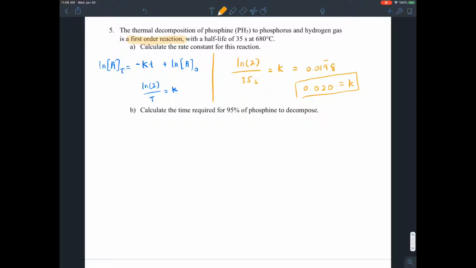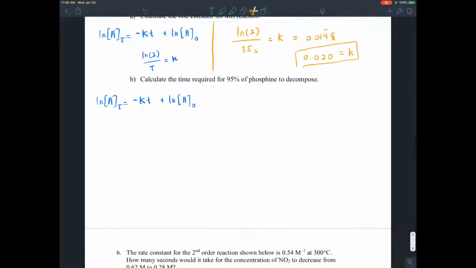Great. Okay, so let's continue with this one, part B. Calculate the time required for 95% of the phosphine to decompose. Okay, so because this isn't a half-life equation, we're going to be using the first equation that I wrote down, this integrated rate law. So I'm just going to select it instead of writing it all over again. Let's put that here. Okay, so now we have that written here.